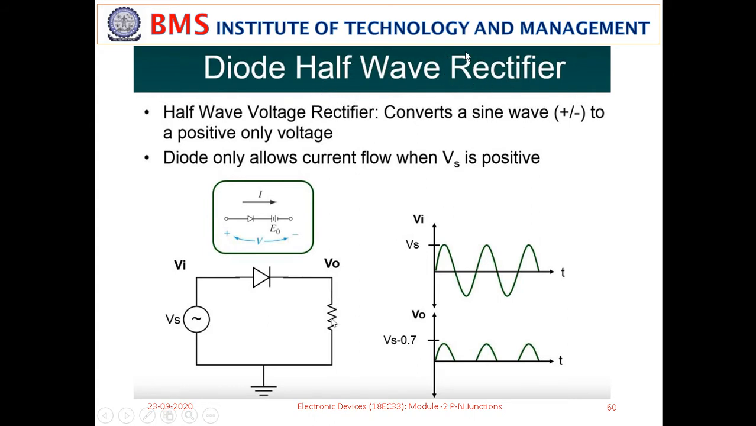A rectifier is a circuit that converts AC, alternating current, into direct current. In our syllabus we discuss only the half wave voltage rectifier, to show one application of a p-n junction. A rectifier converts a sine wave, positive or negative. A sine wave means it keeps oscillating between the positive and negative cycle. There is a lot more to learn about sine waves, but here we are treating this sine wave like an AC waveform.